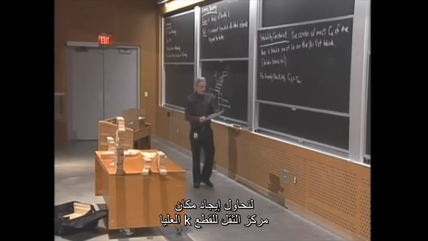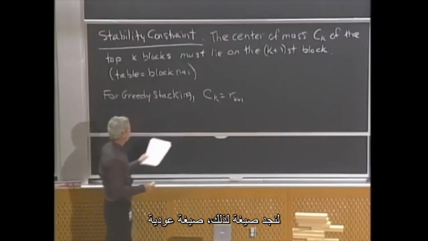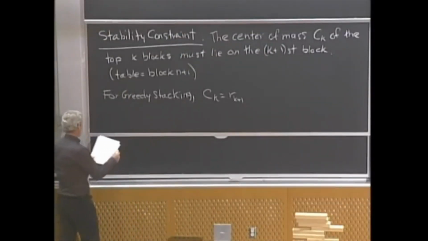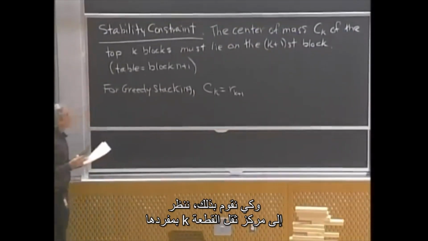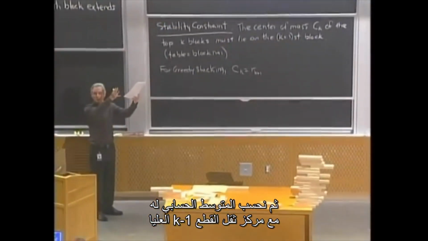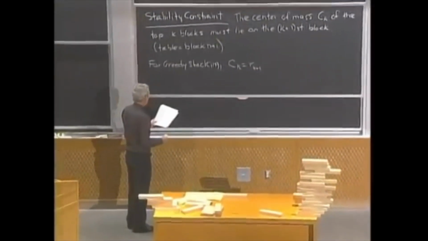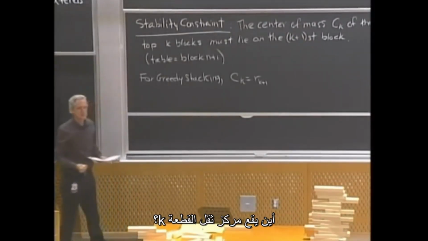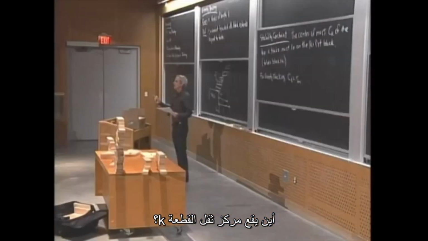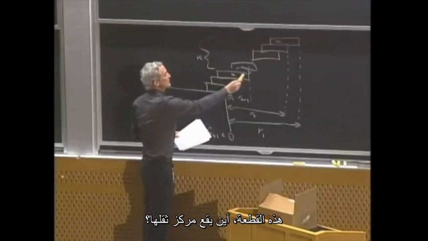Okay. All right, so let's figure out where the center of mass of the top K blocks is. You know, a formula for that, a recursive formula. So to do that, we look at the center of mass of the kth block by itself, and then average it in with the center of mass of the top K minus 1 blocks. Okay, so we're going to set up a recursion to compute CK. Where is the center of mass of the kth block just by itself? This guy, where's its center of mass?